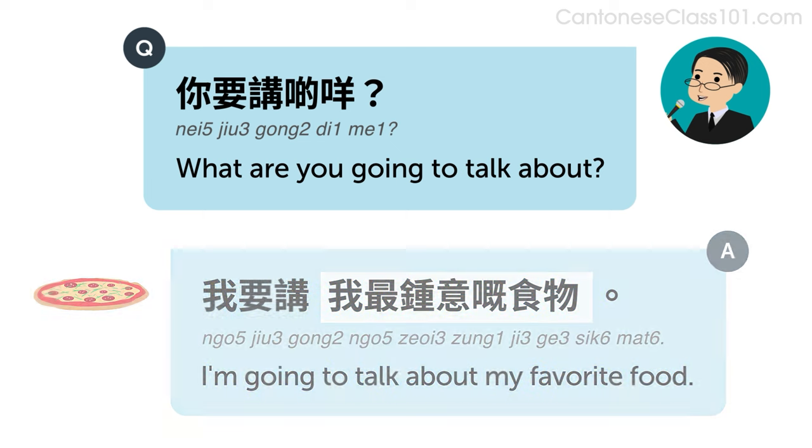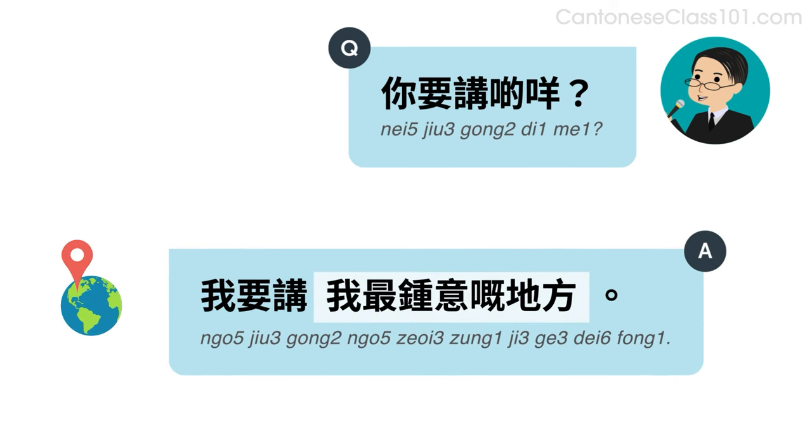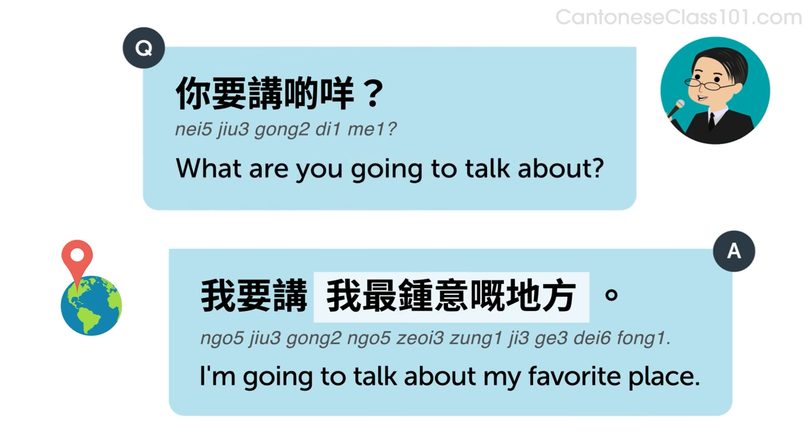我要讲我最鍾意嘅食物。 你要讲啲咩? 我要讲我最鍾意嘅地方。 What are you going to talk about? 你要讲啲咩? I'm going to talk about my favorite place.